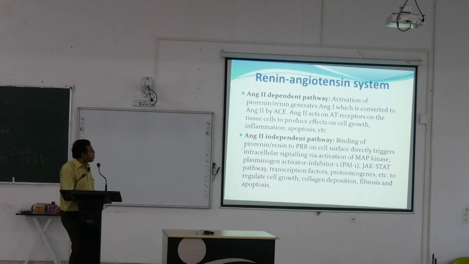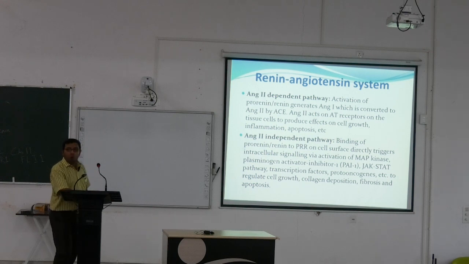angiotensin 1. So in the renin-angiotensin system, basically you can see one is the angiotensin 2 dependent pathway, and there is another that is known as the angiotensin 2 independent pathway. The dependent pathway is where the activation of prorenin and renin generates angiotensin 1. So angiotensin 1 is generated, the same thing, which is converted to angiotensin 2 by means of the angiotensin converting enzyme.